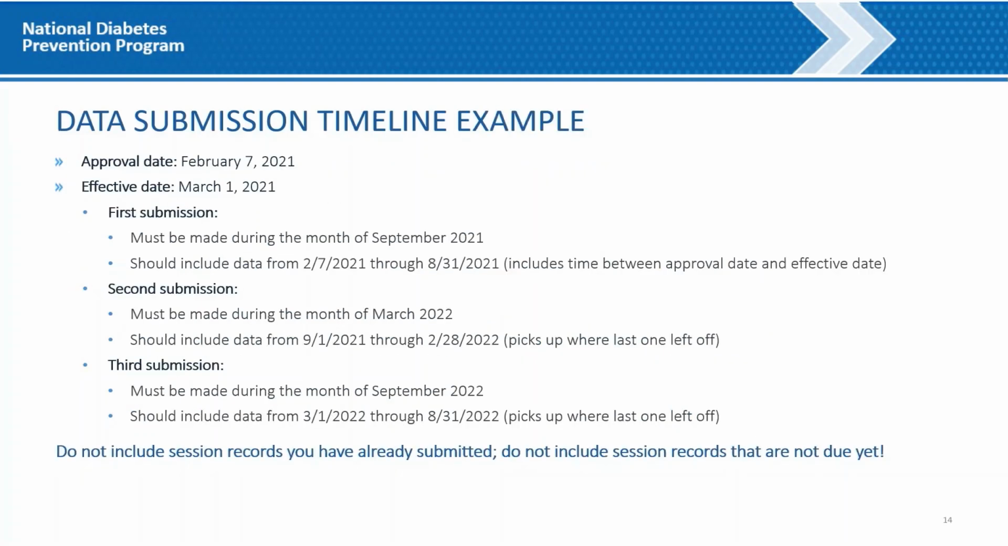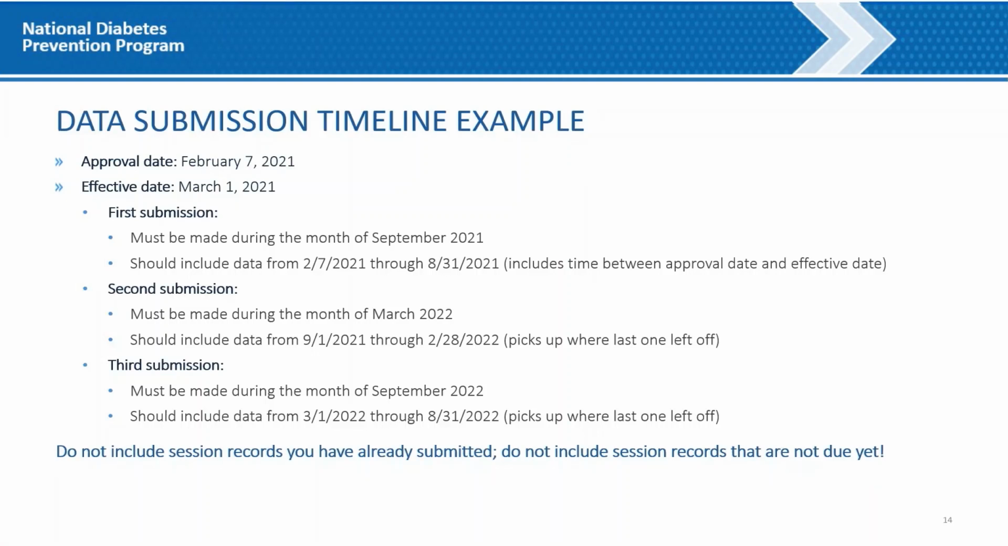Data submission timeline example. Here is an example of a submission timeline. The organization's approval date is February 7, 2021, making the effective date March 1st, 2021. This means the first submission is due in September 2021, which is 6 months following the effective date. This first submission should include all records collected between the approval date through the last day before the submission due month, August 31st, 2021 in this example.